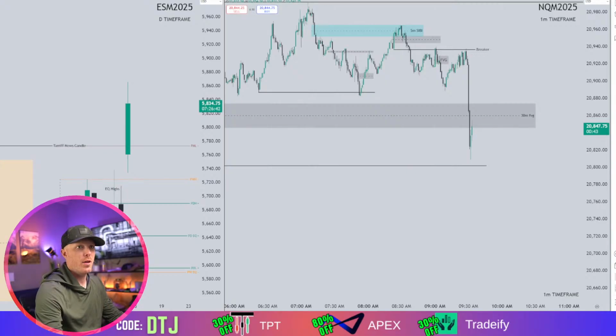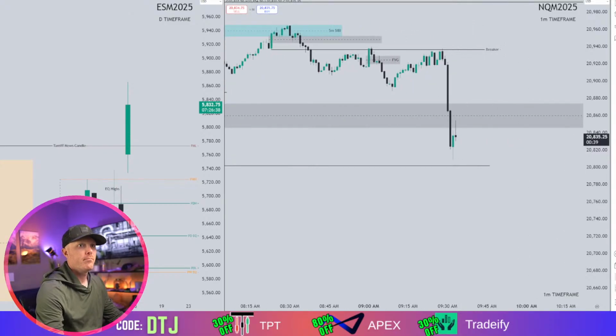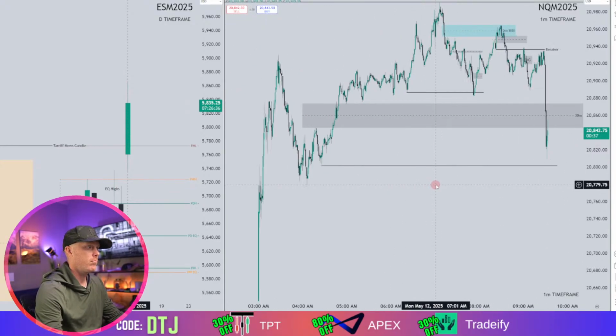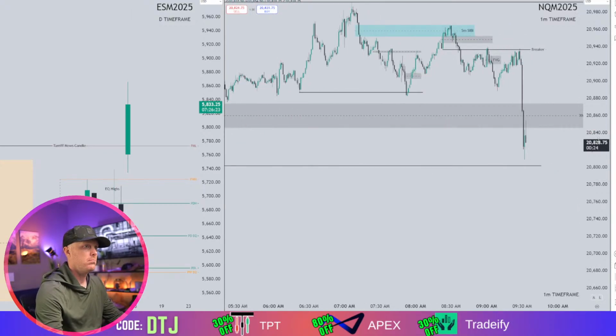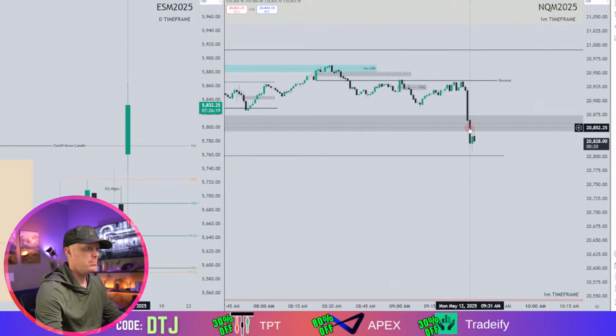You think it's going to run through it or respect it and move lower? I mean, I think it could move lower. 779? Yeah, you can't do there. Nice first presented fair value gap right here.